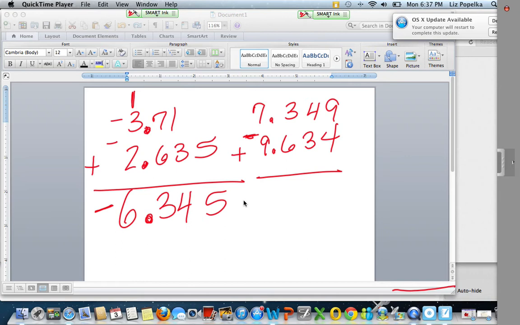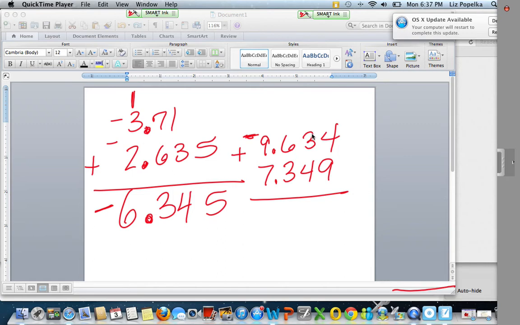So I'm actually going to change the order of my problem here a little bit. I'm going to put the negative 9.634 on top and the 7.349 on the bottom, since I'm really going to be subtracting the 9 minus the 7, because that is the one I have more of. It's not the one that's bigger, because this is a negative, but it is the one that I have more of. So I've got 4 take away 9.